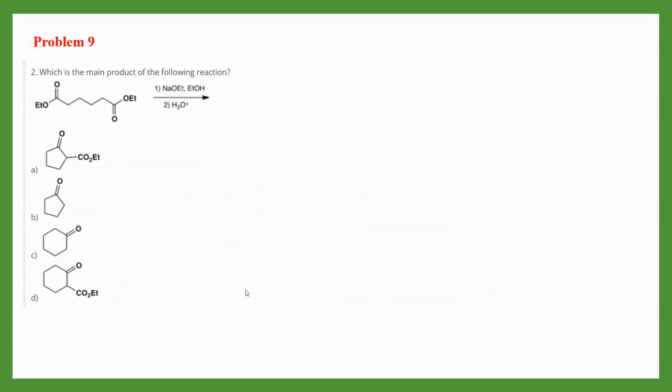So problem number 9, you have to tell the main product of this reaction. You can see that this is an example of intramolecular Claisen condensation. Correct? The base is going to abstract a proton from here. 1, 2, 3, 4, 5. A 5-membered ring will form. Correct?